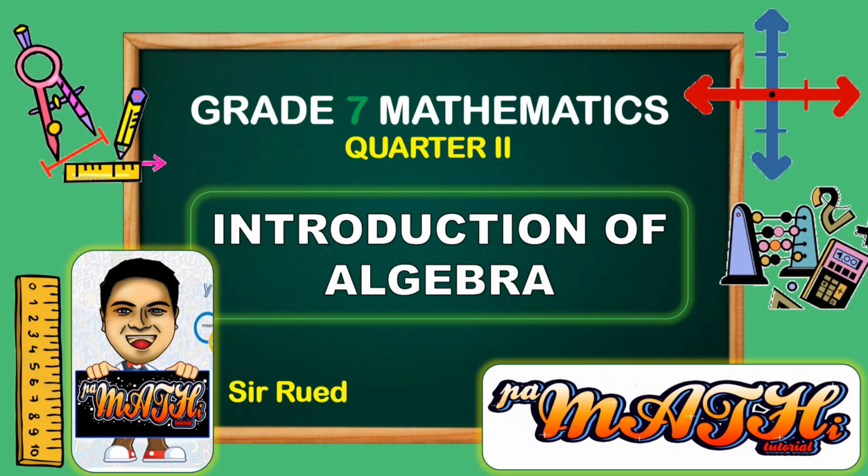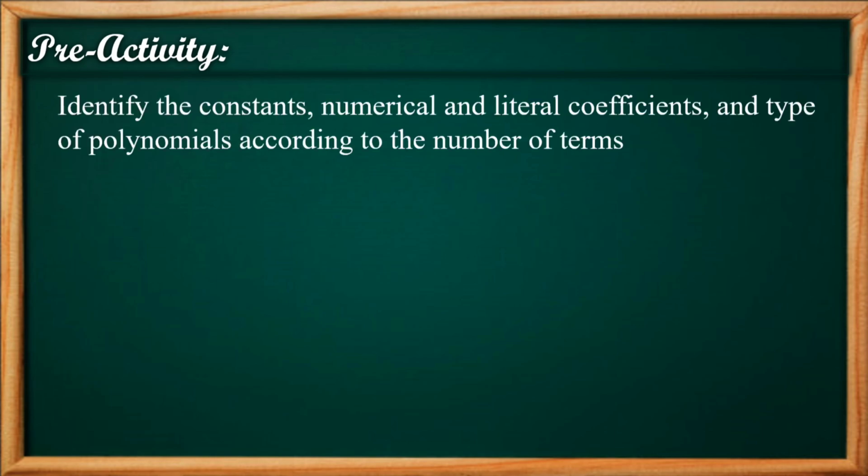Okay, we are now in the third week of the second quarter, and this time we will discuss the introduction of algebra for grade 7 mathematics. Okay? Huwag na natin patatagalin pa. Let's start this lesson. Okay, bago yan, we will have our activity first. Identify the constant, numerical, and literal coefficients and type of polynomials according to the number of terms.